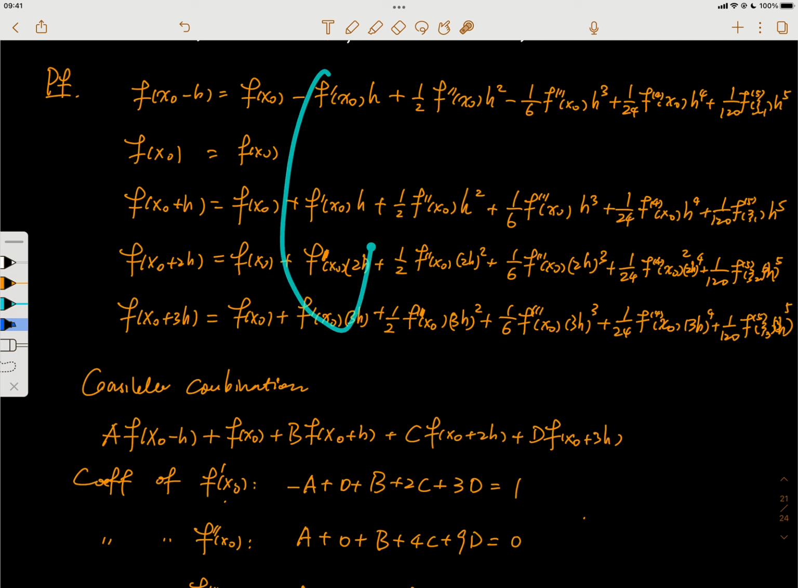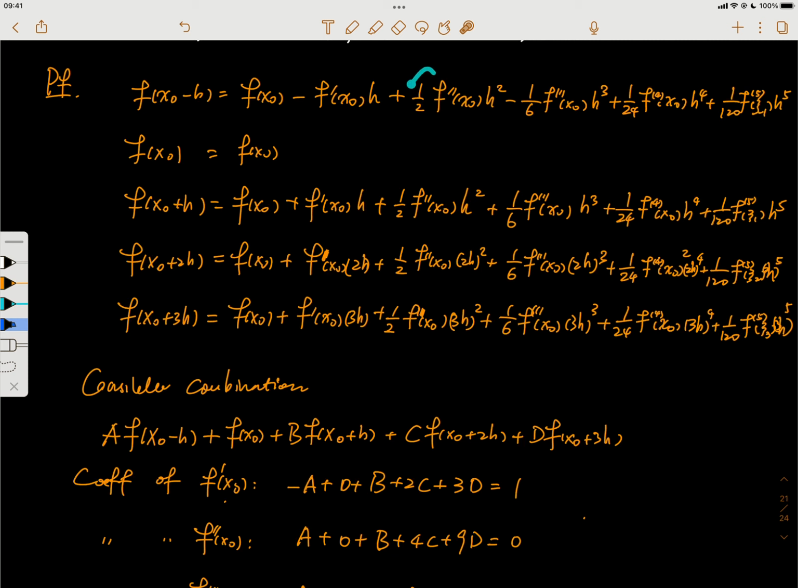For this term, we're going to multiply a here, b here, so a, b, c, d. We need to make sure that eventually we're going to get 1, keeping one of this f prime. So that's the requirement for the f prime.